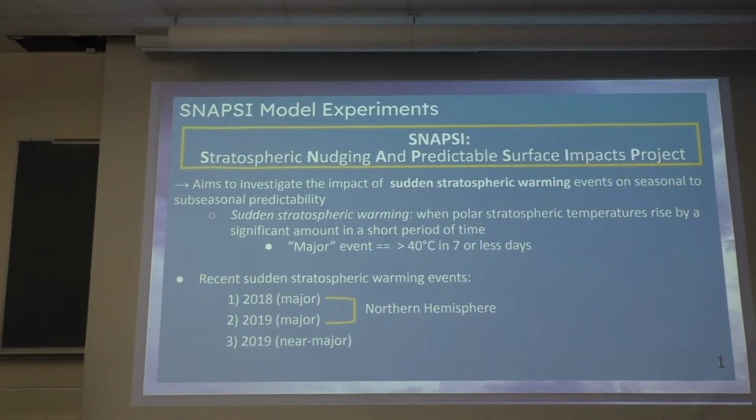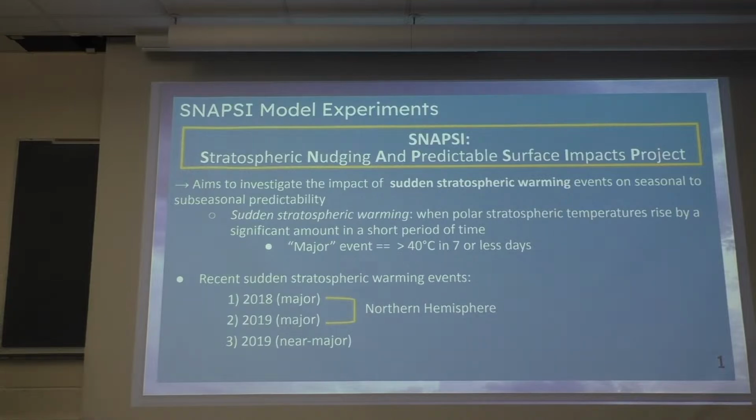So, with SNAP-Seed model experiments, SNAP-Seed stands for Stratospheric Nudging and Predictable Surface Impacts Project, and the aim of this project is to investigate the impact of sudden stratospheric warming events on predictability in seasonal to subseasonal timescales. Sudden stratospheric warming events are disturbances in the polar vortex that can be defined as when polar stratospheric temperatures rise by a large amount in a relatively short period of time. For a major event, this usually means greater than 40 degrees Celsius in 7 or fewer days.